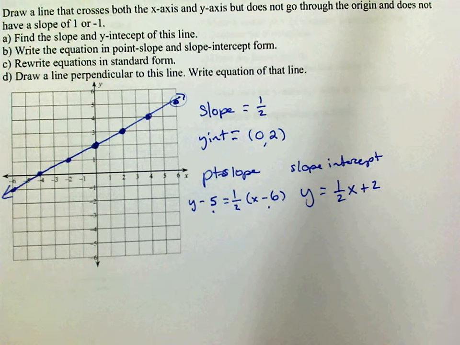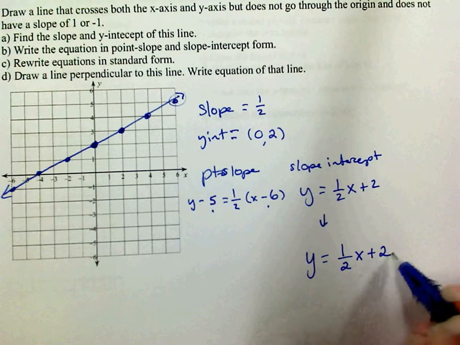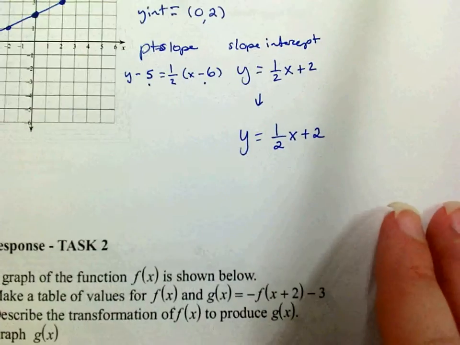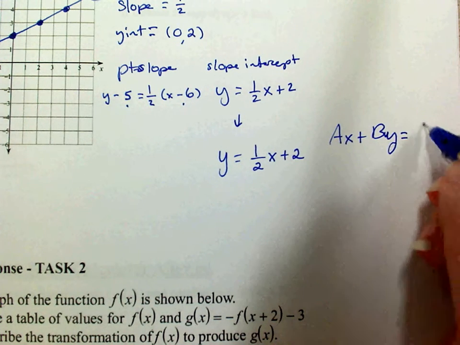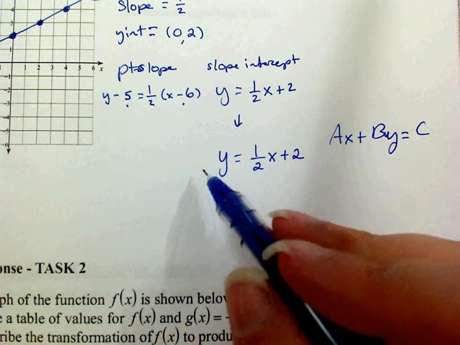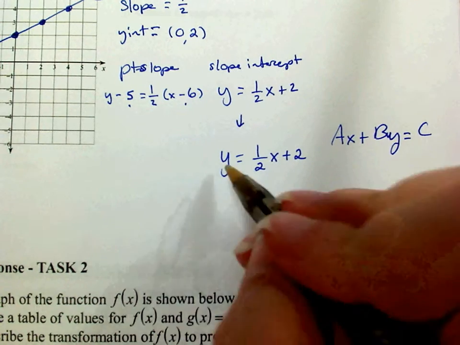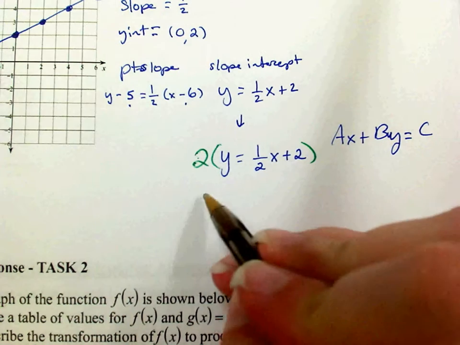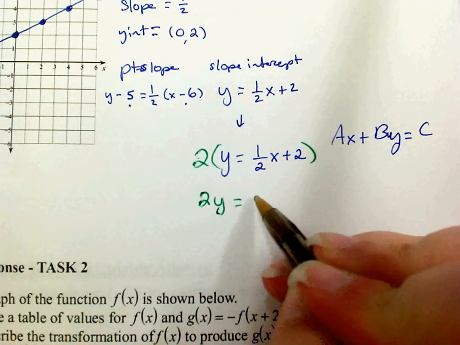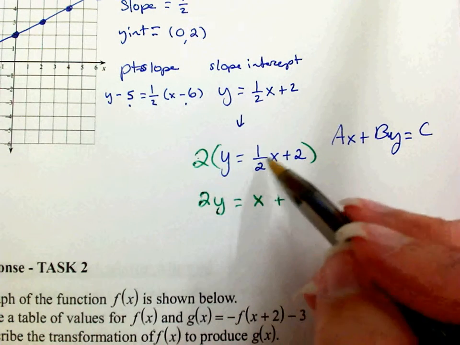Rewrite the equation in standard form. Okay, so I'm going to take this one. Y equals 1/2 x plus 2. What is standard form, guys? So I need all the x's and the y on the same side, and I don't like what? Fractions. So how do I get rid of this fraction? Multiply everything by 2? So what do I have? 2 times y is 2y. 2 times 1/2 is 1. 2 times 2 is 4. Agreed? What do I need to do?